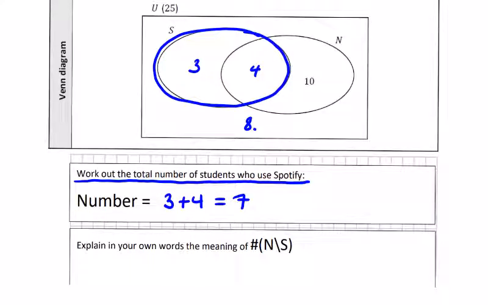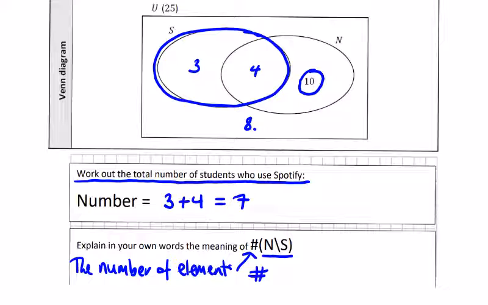And explain in your own words the meaning of this. The number of elements in n less s. Well, Netflix less Spotify is this one here. So this is the number of elements, or actually in words, the number of elements in Netflix only. Or another variation of this will be fine too.